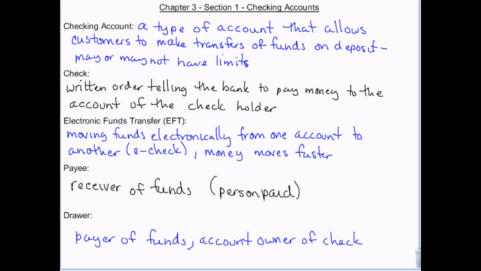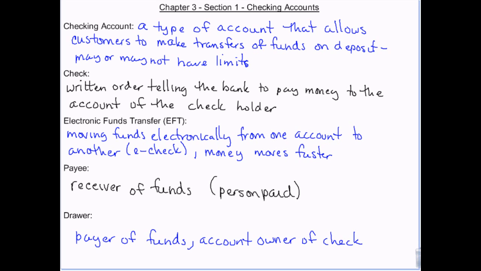The check is the written order telling the bank to pay money to the account of the check holder. So that's what a check is. It's a written order, and the numbers on the bottom are your bank number, your account number, and the check number. We'll go over that and I'll show you how to read it. And then you have an electronic funds transfer, which is essentially an electronic check. As I'm sure you know, we're moving away from paper checks and towards everything being electronic.